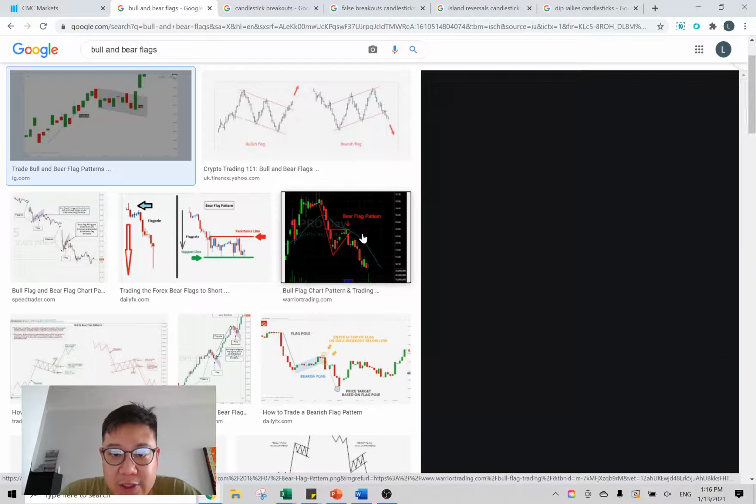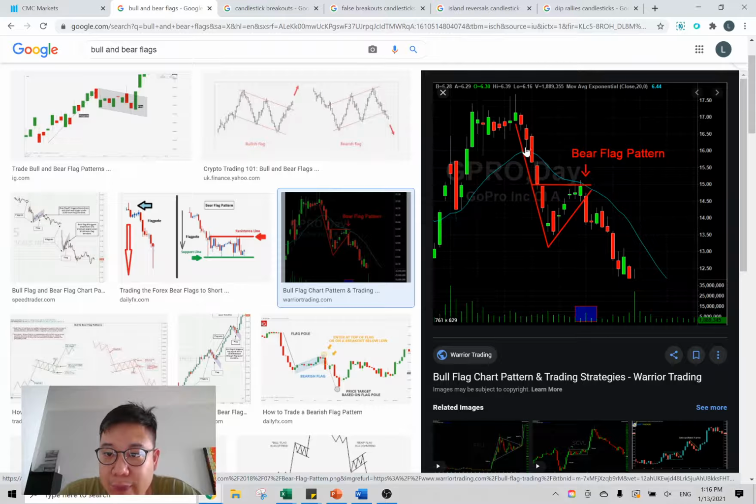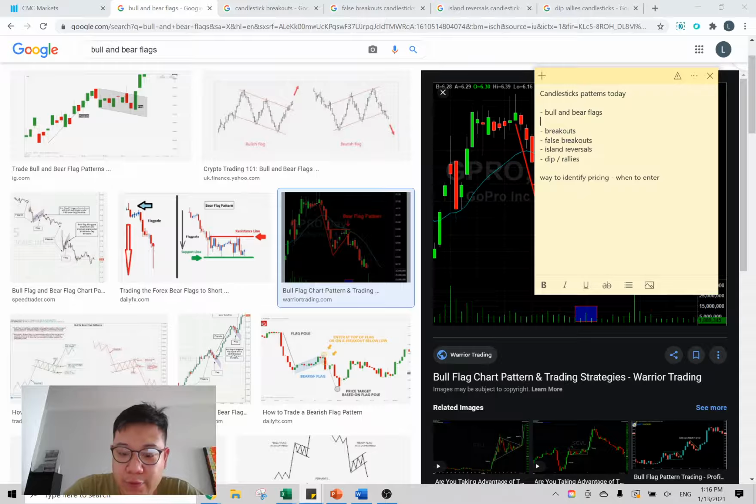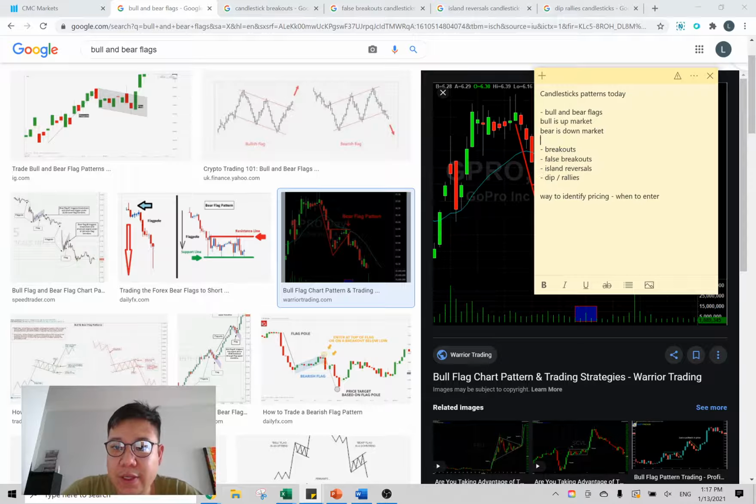So these are very strong patterns. So you see, this is the bear flag. To give you some context, right? Bull is an up market. That means prices are moving up. Bear is a down market. So when you say it's a bull market right now, that means stock prices are going up. If it's a bear market, that means prices are coming down. So this is bull market, bear market.